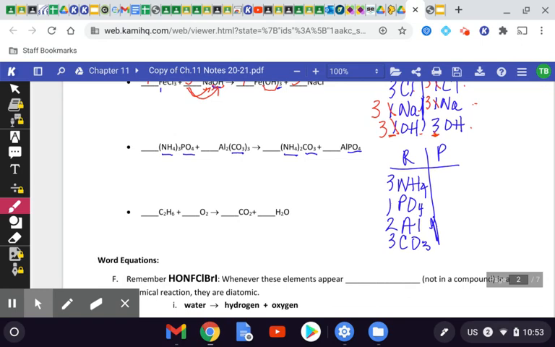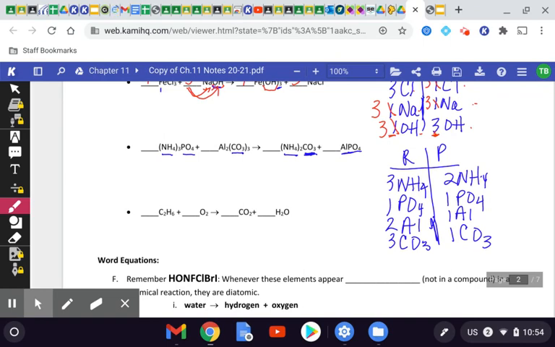So now we're going to go to our product side. You have parentheses around ammonium again with a subscript of 2, which means you have 2 ammoniums. No parentheses around carbonate here, which means I just have 1 of them, so 1 CO3. In AlPO4 there, I have 1 aluminum. No parentheses around PO4 or phosphate, which means I just have 1 of those.